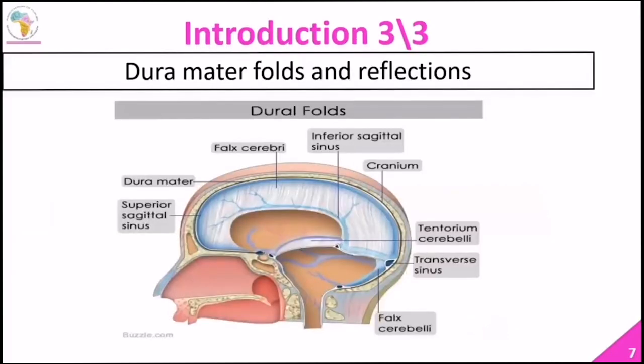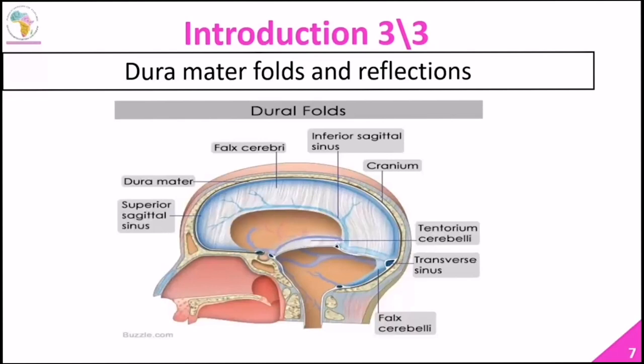We're now going to talk about the dura mater folds and reflections. Within some areas of the skull, the meningeal layer of the dura mater folds inwards as a dural reflection. These folds help to partition the brain and divide the cranial cavity into several compartments. The dura has four reflections. The first is the tentorium cerebelli, which divides the cranial cavity into supratentorial and infratentorial compartments. It also covers the top of the cerebellum and supports the occipital lobe.